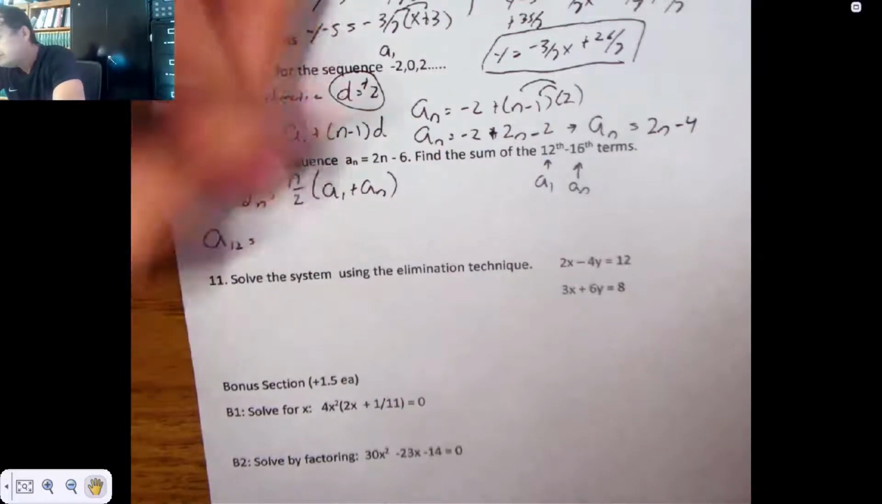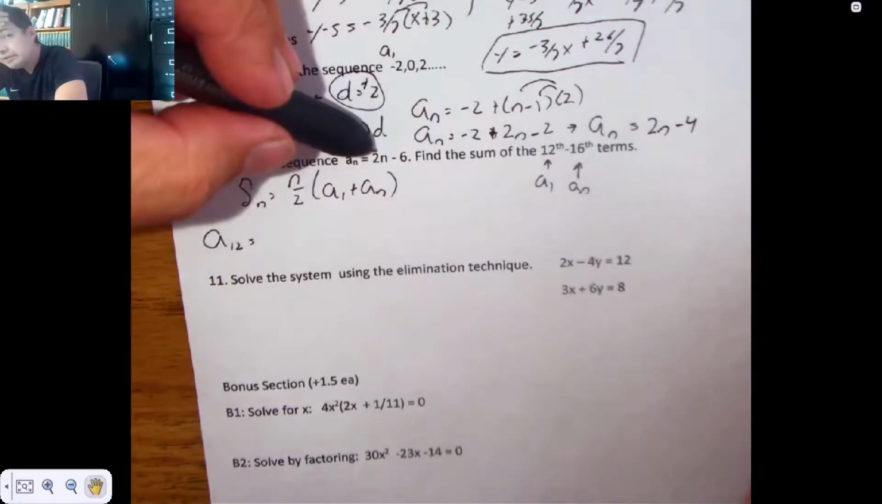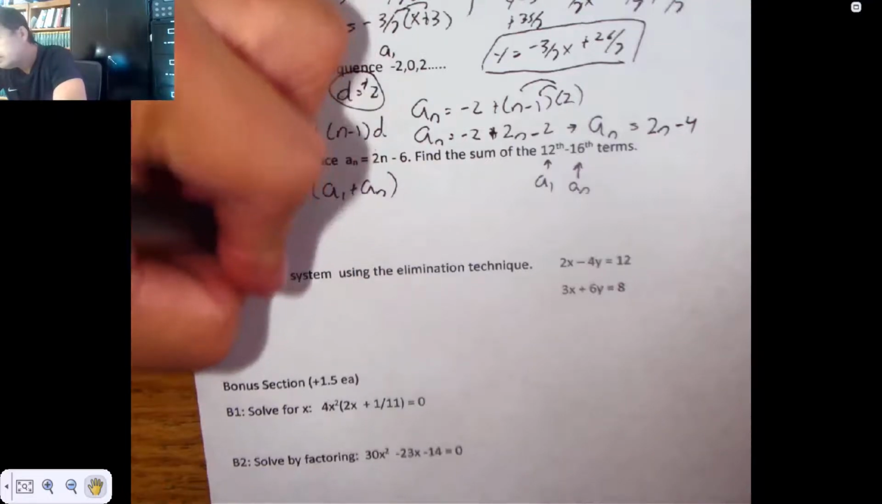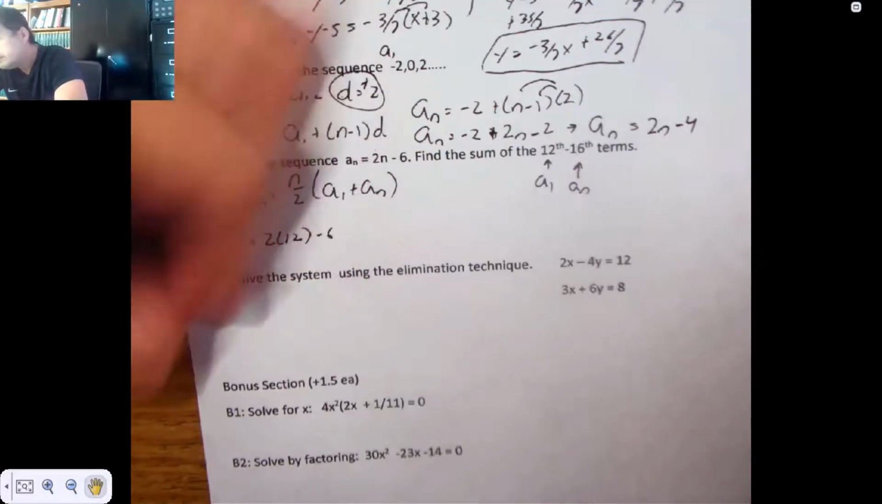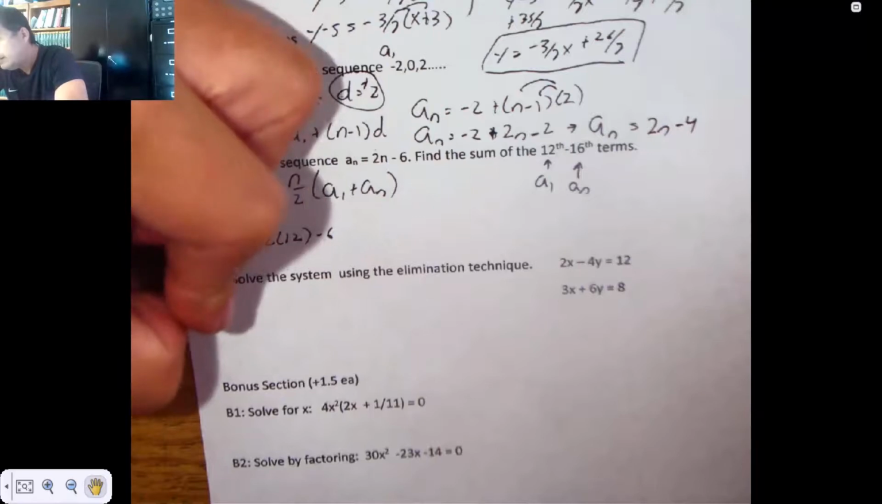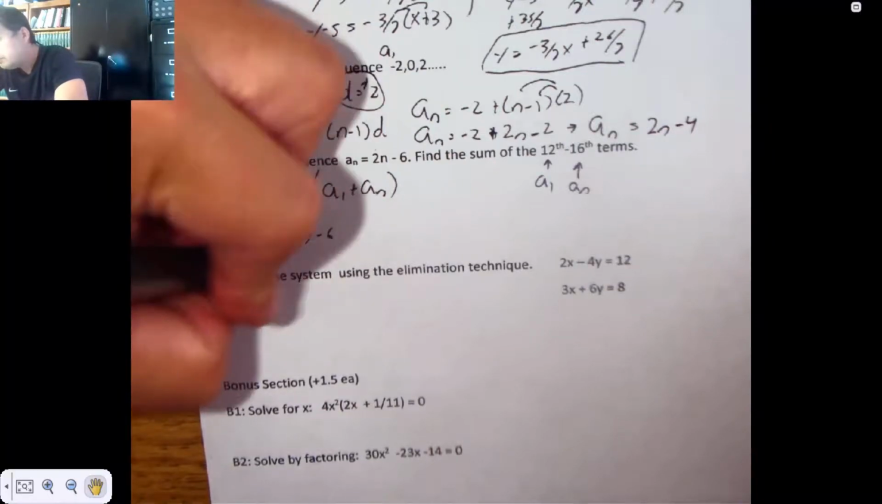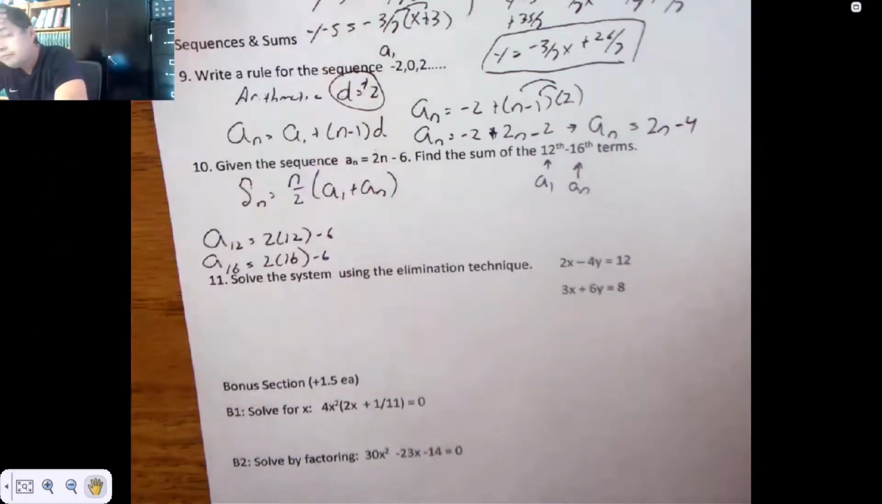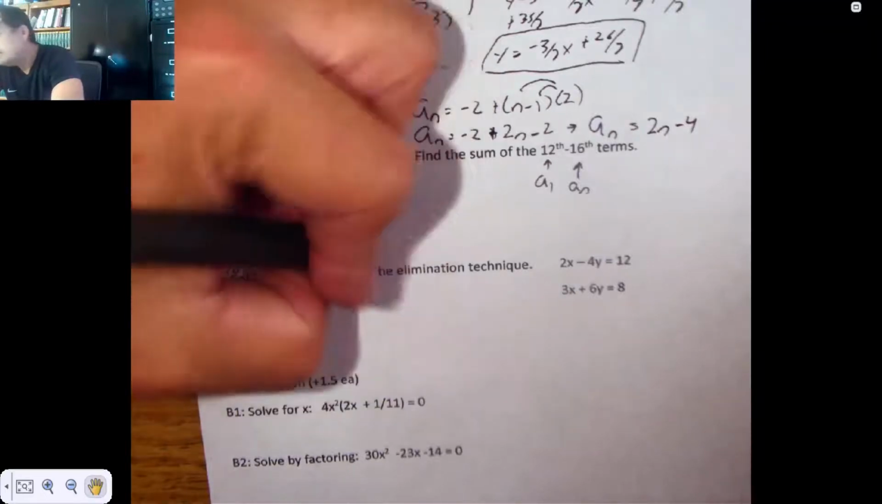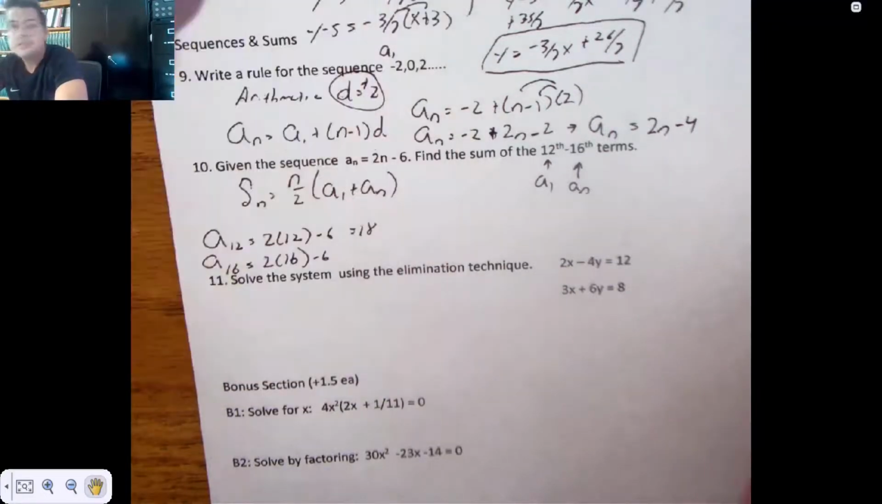A sub 12 happens when you take a 12 and plug it into the sequence. 2 times 12, take away 6. And a sub n, which is a sub 16, happens when you plug in 16. So I'm going to plug those in, find out what they are. Twice a 12 is 24. Take away a 6 is an 18. Twice a 16 is 32. Take away a 6 is what? 26.